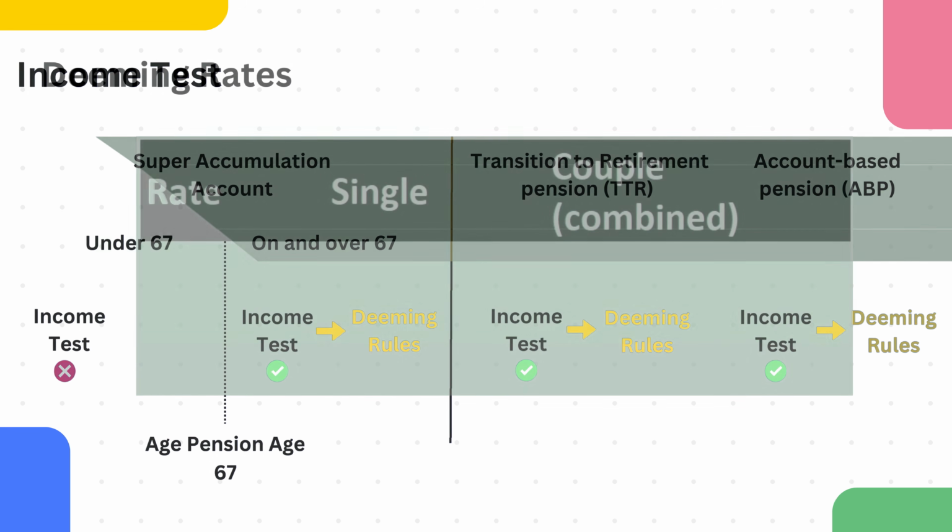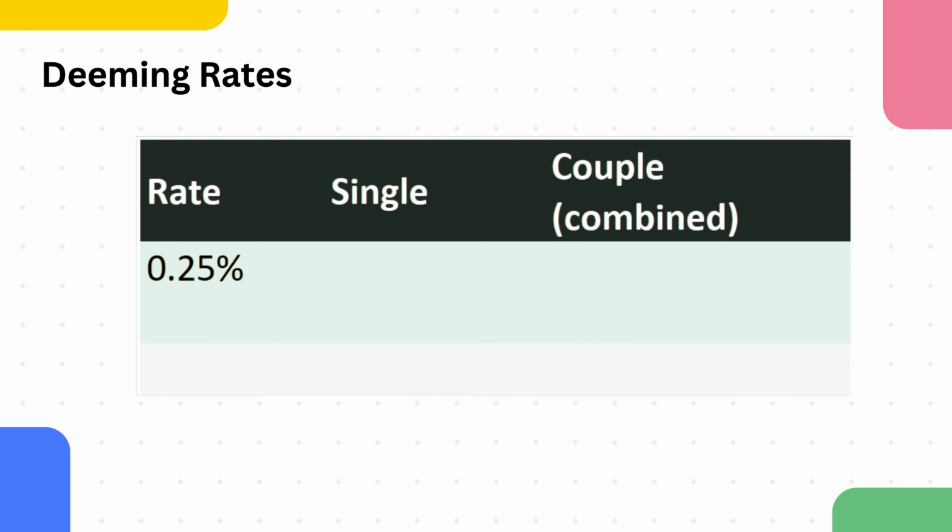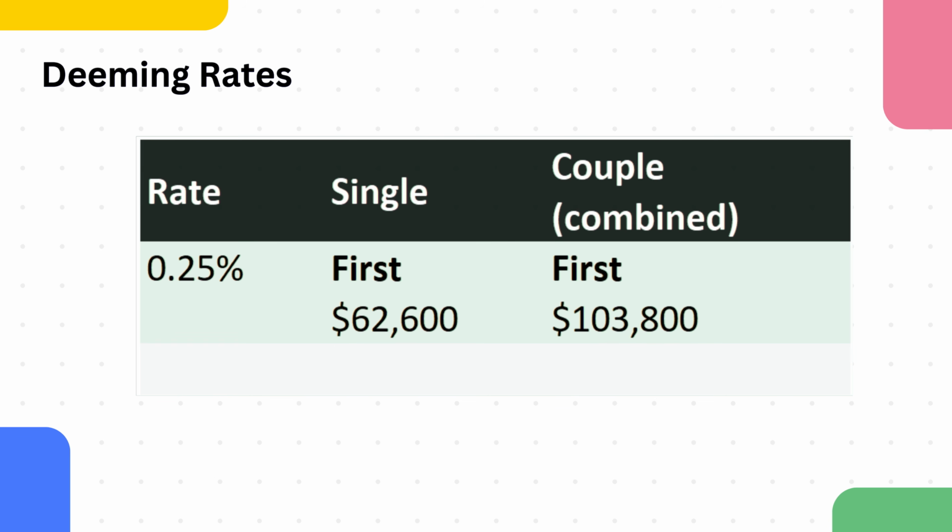Here are the current deeming rates. 0.25% is applied to the first $62,600 of financial assets for singles, or the first $103,800 of combined financial assets for couples. 2.25% is applied to any amount above those thresholds. Centrelink calculates your deemed income and adds it to any other income to determine the total for the income test.